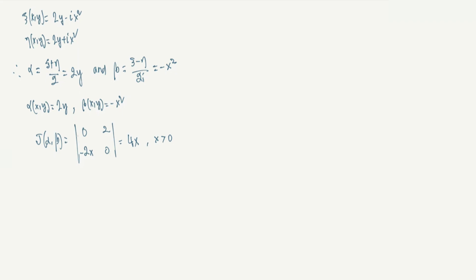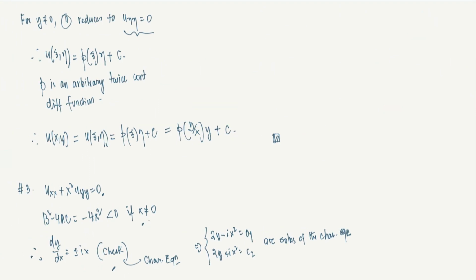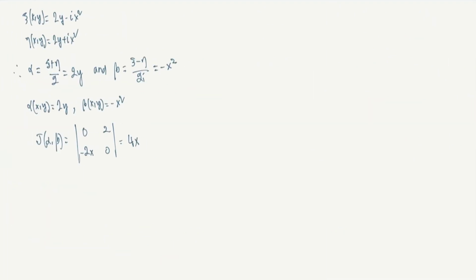Okay, I hope my calculation is correct. One second, let me look at it. It is alpha x, alpha y, beta x, beta y. That's the calculation. Alpha x is 0, alpha y is 2, beta x is minus 2x, and beta y is going to be 0. So calculating it becomes 4x, so sorry, I made a mistake. Okay, it is 4x. Now you see, x is given to be not 0, right? This is from the initial condition itself. So this is not 0.